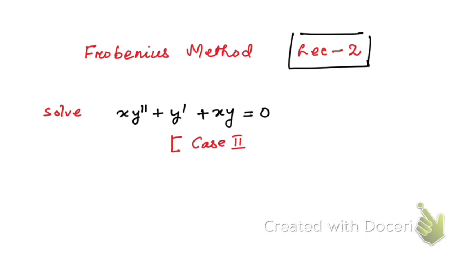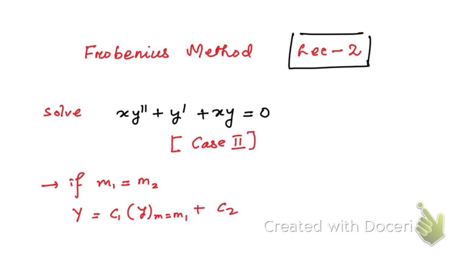So today we are going to discuss another condition, where the roots of the indicial equation are the same, that means m1 equal to m2. In that case our solution will be of this form. Here m1 and m2 are both the same. If you write m1 or m2, it doesn't matter. Both are equal to m, you can consider it that way.